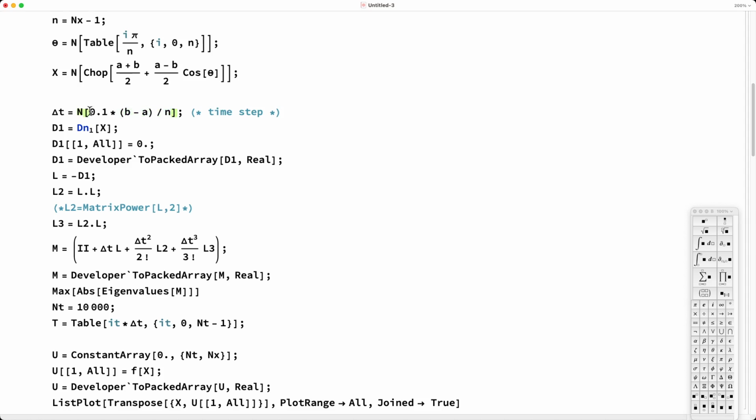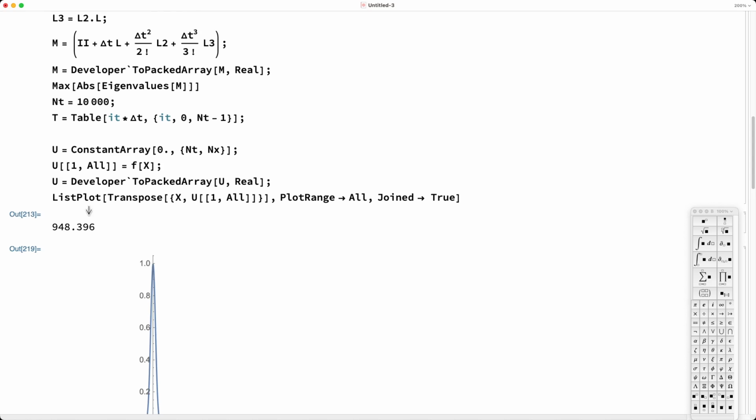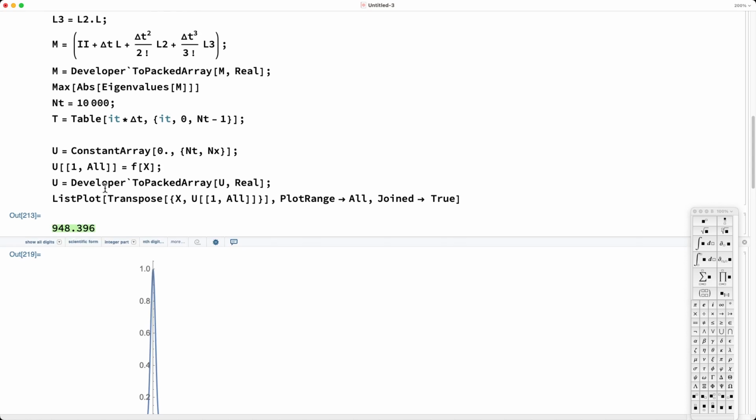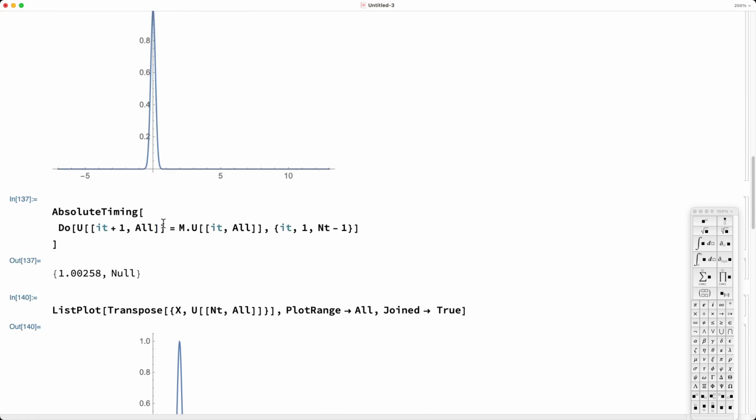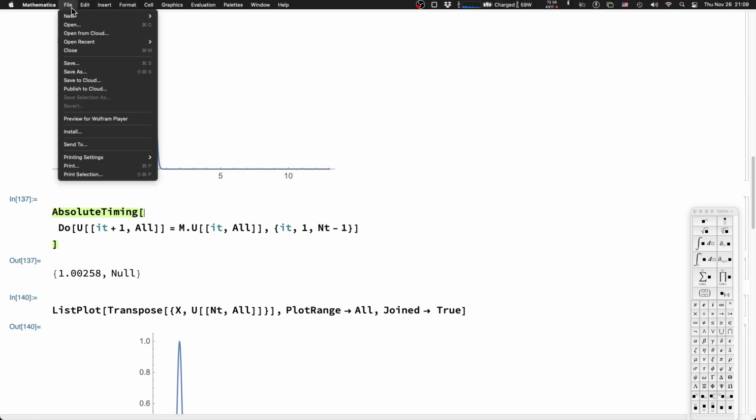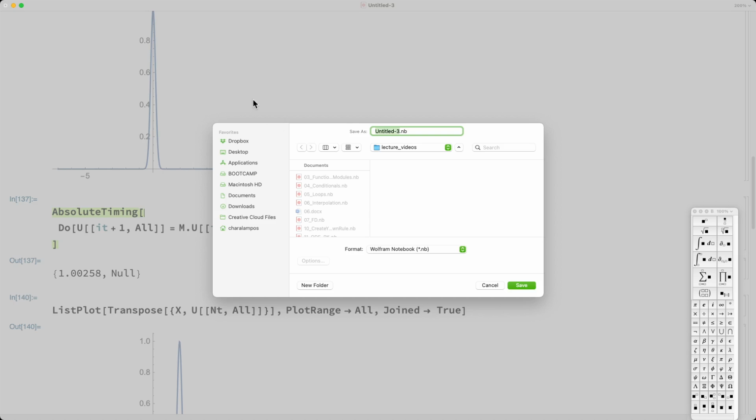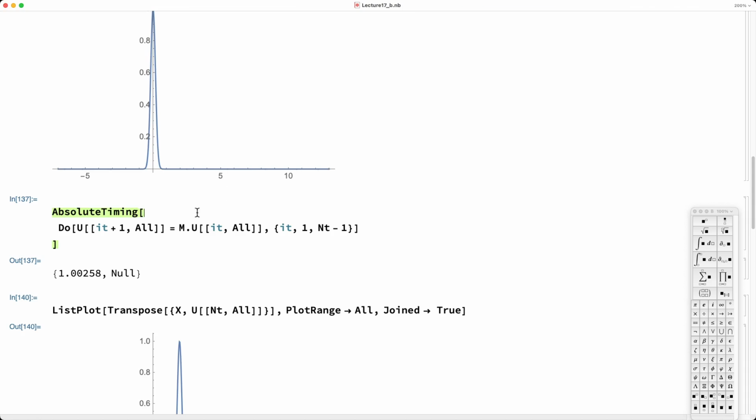So let's use a bigger factor here, 0.1, and see what happens. Okay, we get a huge factor here. That's 1,000. So if I try to do this iteration, Mathematica will crash. Let me save this just in case it crashes. Okay, so let's try and execute this.